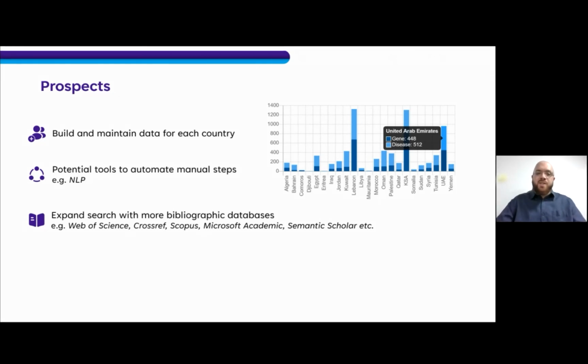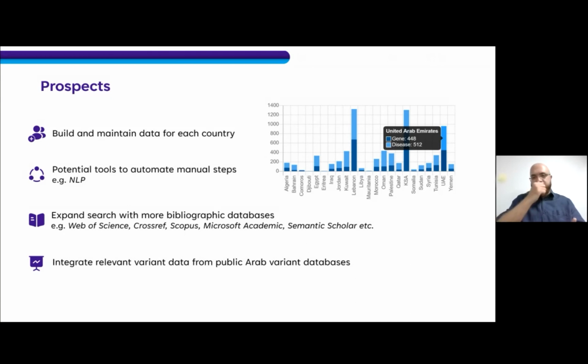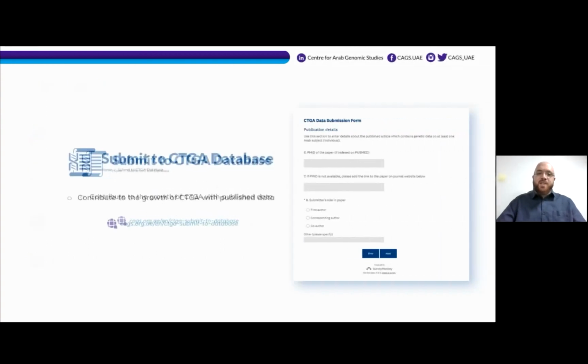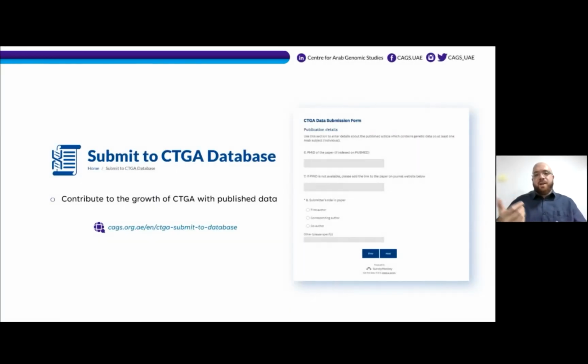We hope to connect more resources into CTGA, such as implementing an automated variant classifier using ACMG guidelines to address previously undescribed variants. And we also want to incorporate variant allele frequency and zygosity data that's available in the public Arab variant databases. If you have published data that you want to contribute to CTGA, we have a submission portal online on our website where you can fill in a short survey, which we will then process and add to the database.